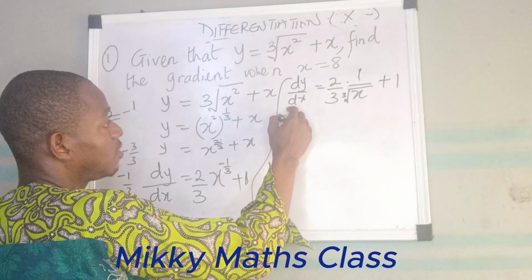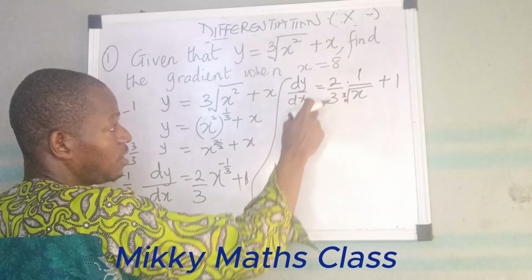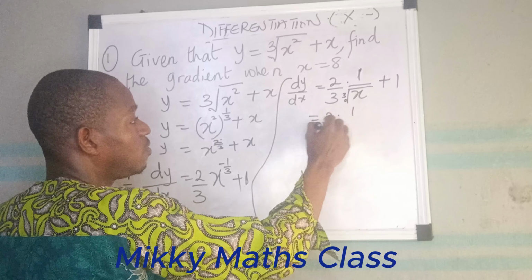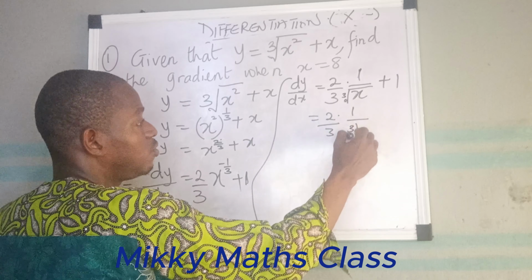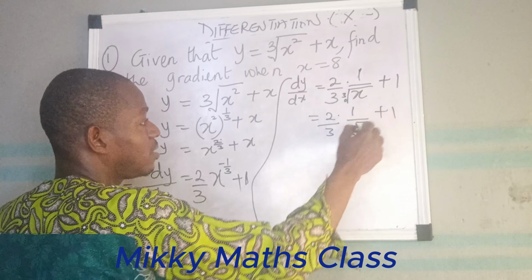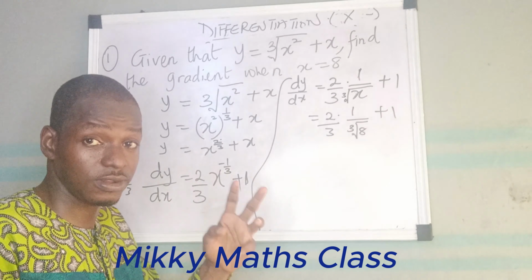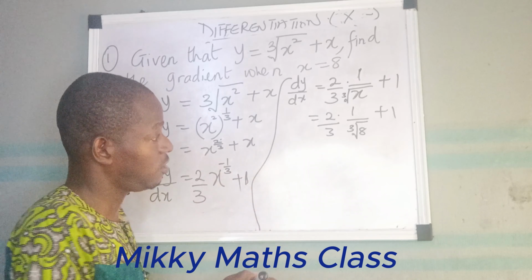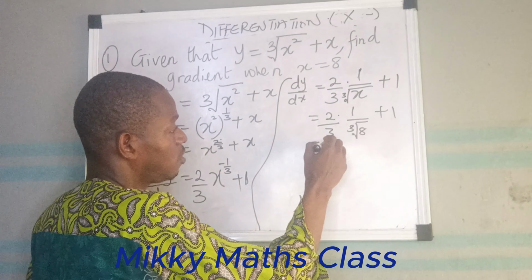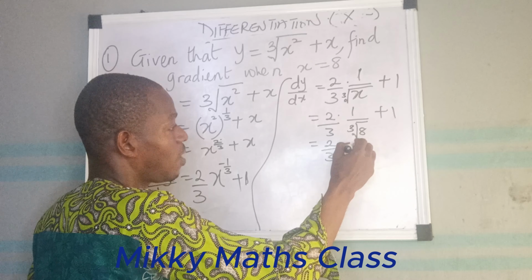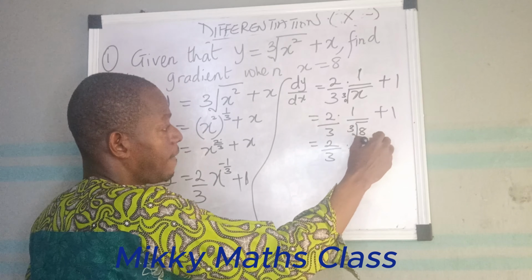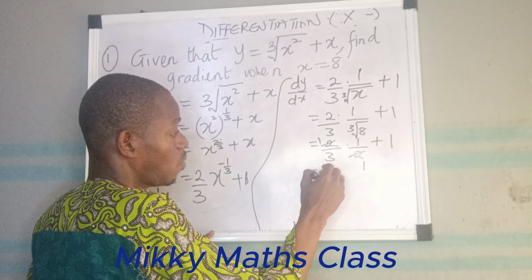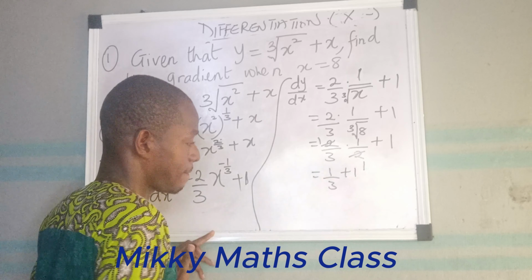So the gradient when x is equal to 8, wherever we see x, let's put 8. So this becomes 2 times 1 over 3 over the cube root of 8, plus 1. What's that number that you multiply 3 times to get 8? That's 2. 2 times 2 is 4, times 2 is 8. So the cube root of 8 is 2. So this becomes 2 over 3 times 1 over 2, plus 1. The 2s cancel, I'm left with 1 over 3 plus 1.